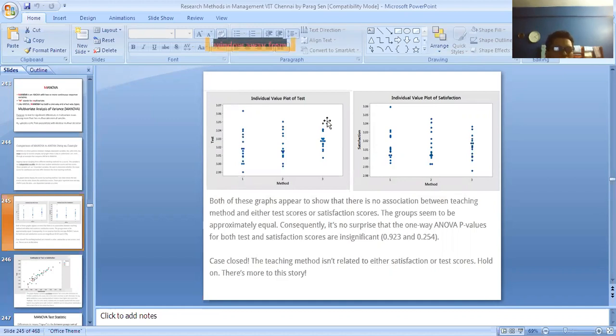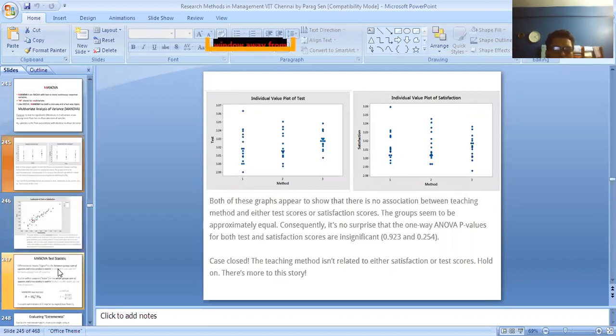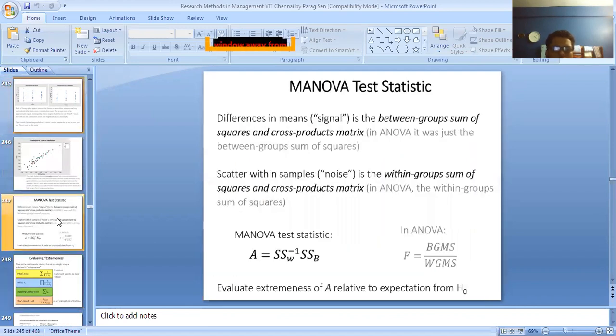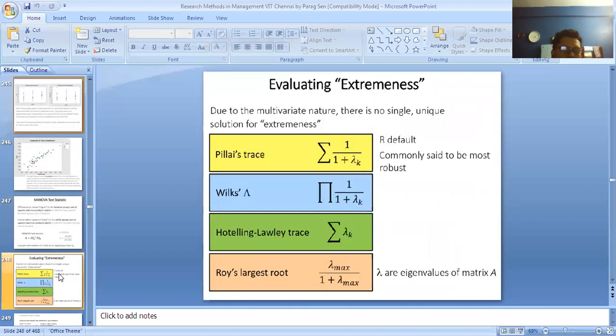These things can happen. This is actually what they are trying to say. So what you need to do is calculate the MANOVA test statistic, which is given by this formula. And also, you need to understand that when you are evaluating the extremeness, due to the multivariate nature, there is no single or unique solution for extremeness.